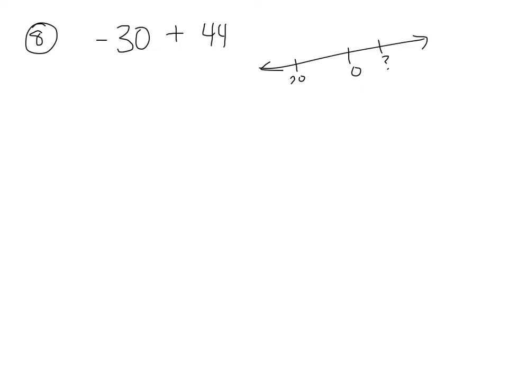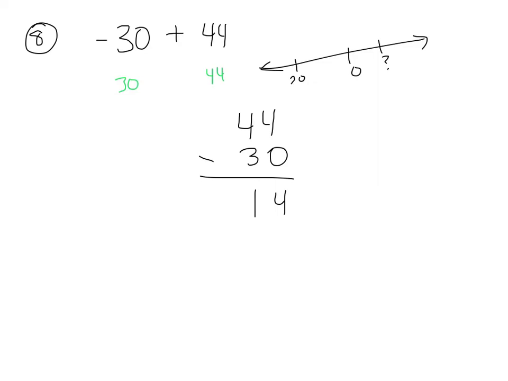So what I'm going to do is take the absolute value of both these numbers, right? So the absolute value of negative 30 is 30. The absolute value of 44 is 44. And I'm going to subtract the smaller one from the larger, meaning I just set up this problem, 44 minus 30. Okay. 44 minus 30 is going to give me a 4 and then a 1, so 14.